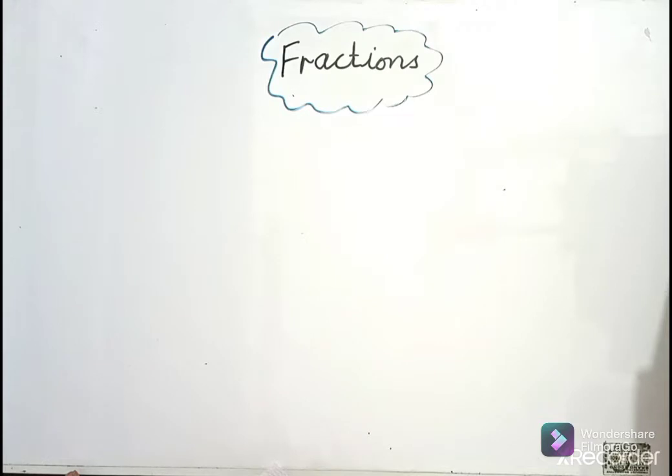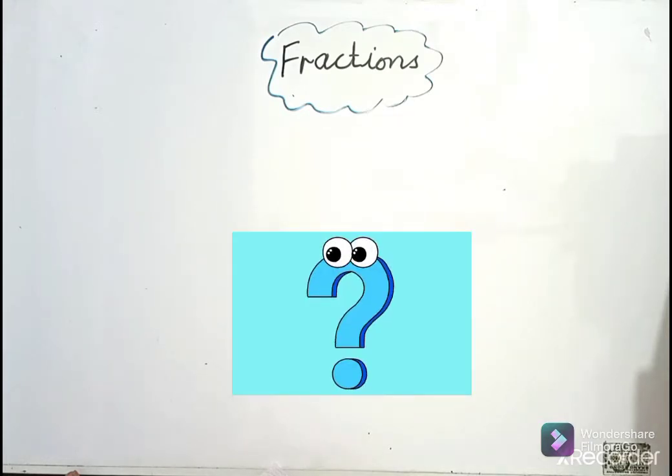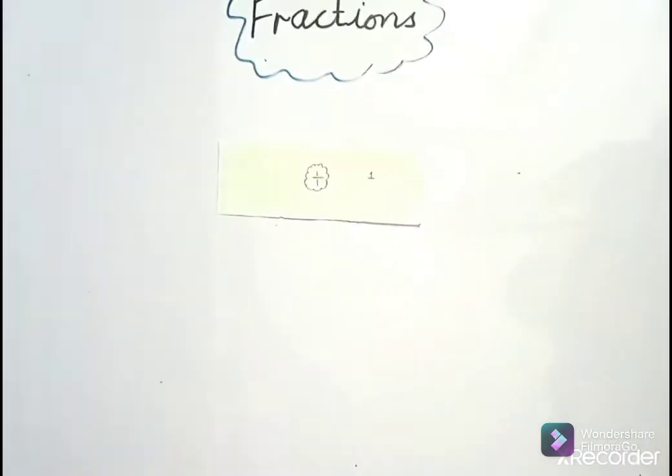Now let's start. What is fraction? What do you think fraction? Is this fraction? This whole strip? Very good. This is whole. 1 over 1 means whole strip because it is not divided.